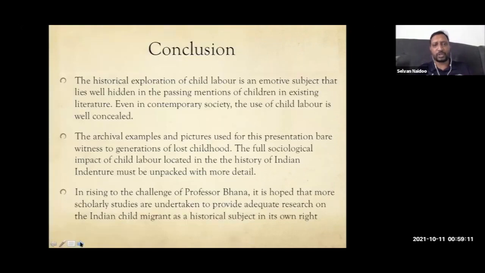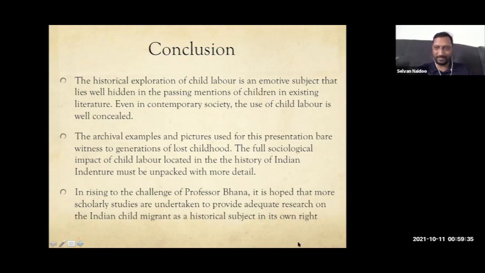In conclusion, I want to look at my last bullet because of time. In rising to Professor Barner's challenge, as I pointed out earlier, there must be more research undertaken with regard to centralizing the Indian child migrant as a historical subject in its own right. Thank you for that, and apologies for going over time.